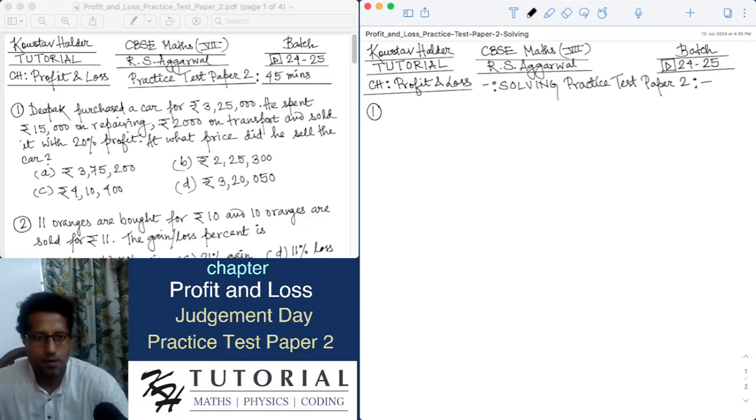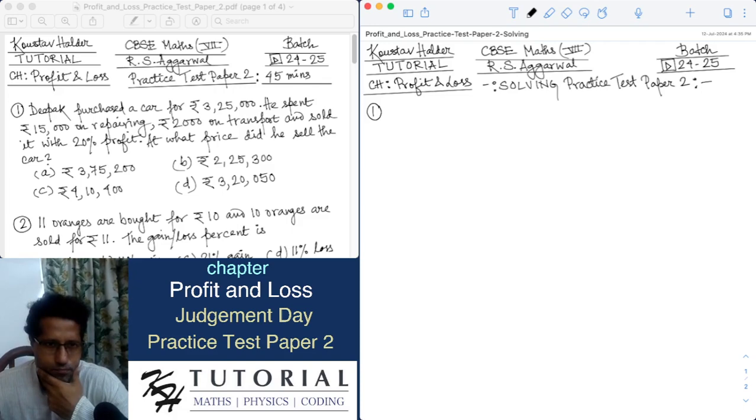Problem 1 says Deepak purchased a car for rupees 3,25,000. He spent rupees 15,000 on repairing, rupees 2,000 on transport, and sold it with 20% profit. At what price did he sell the car? So the cost price.